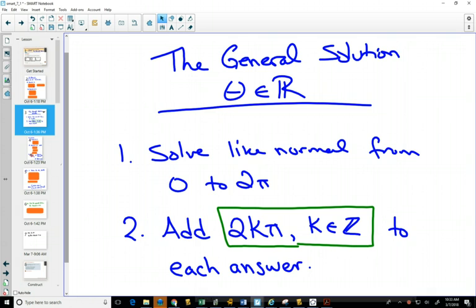So instead of doing example 1 at the bottom, you can put an X through example 1. We're going to create our own examples at the bottom.